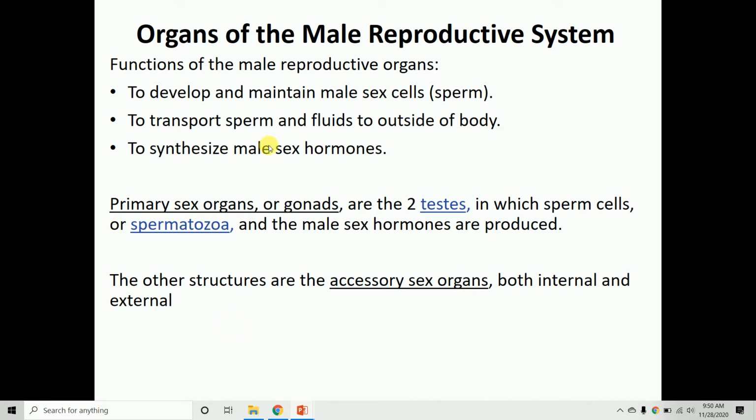The primary sex organs, or the gonads, are the two testes, in which, again, the testis is responsible for spermatogenesis and the production of the male sex hormones. Any other structures in the male reproductive system are known as the accessory sex organs. Some of these are internal, inside of the pelvic cavity, while others are external.